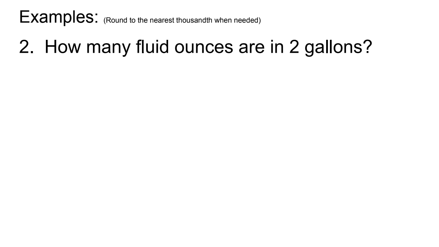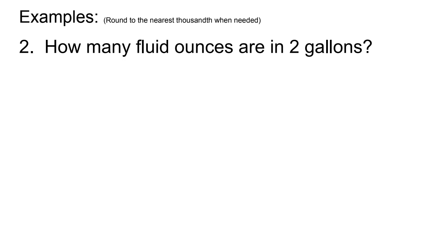Let's take a look at example 2. How many fluid ounces are in 2 gallons? Now think about where we're at here. We're in gallons, which is in the US system, and we're trying to get to fluid ounces, also in the US system. So we're not going over to metric. We're going to stay in the US system, which means we don't need to worry about the bridge. We're not using the bridge to get there. We're going to stay within the US system.